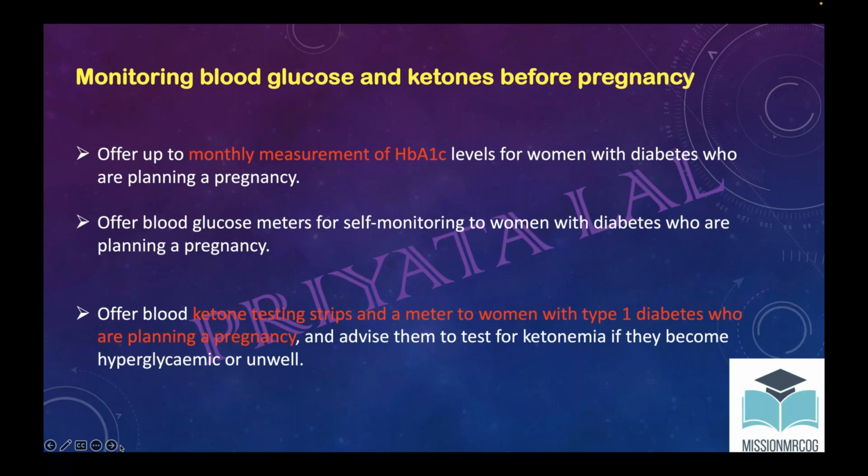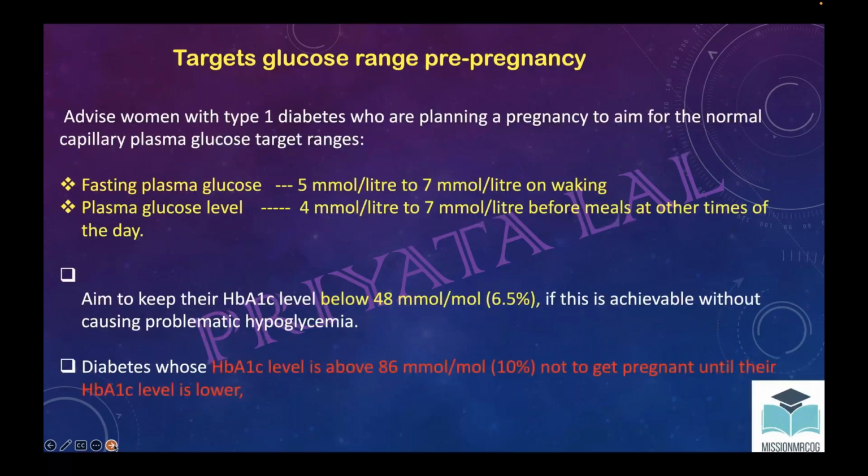Now the patient will say, okay doctor, how much glucose level should I have before I can plan pregnancy? This is the common question that is asked. So they can plan pregnancy if the targets are met. The target glucose range before pregnancy, fasting, is 5 to 7. Okay. And glucose level at any other time before meals would be 4 to 7. These numbers you have to remember.